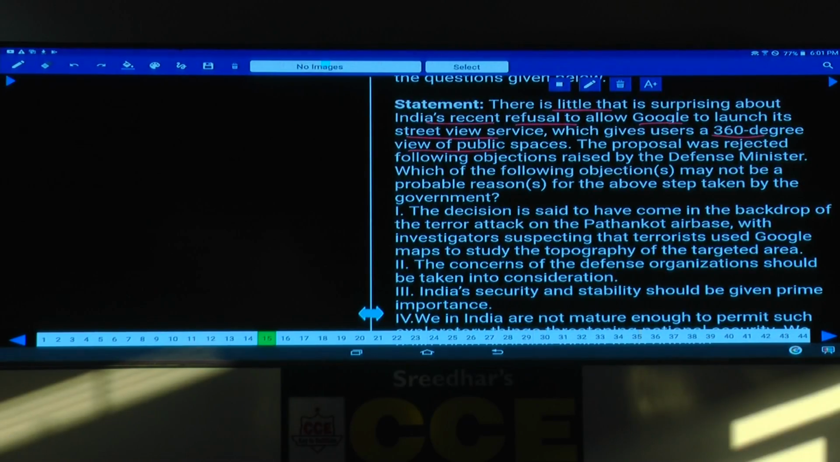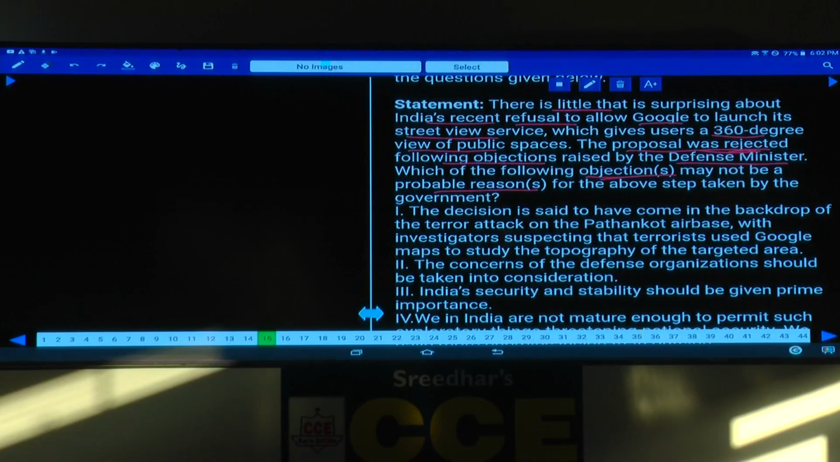Now, finally, the government has not given the permission for this Google to allow this 360 degree view of public spaces. They are not allowing this Google to enter into the public spaces. They have refused. We are thinking that anyhow the government will refuse that one, hence it is not a big surprise. Then the proposal was rejected. Now the proposal was rejected following objections raised by the defense minister. Which of the following objections may not be a possible or probable reason for the above steps? Now they have given some reasons, which among the following cannot be the reason.